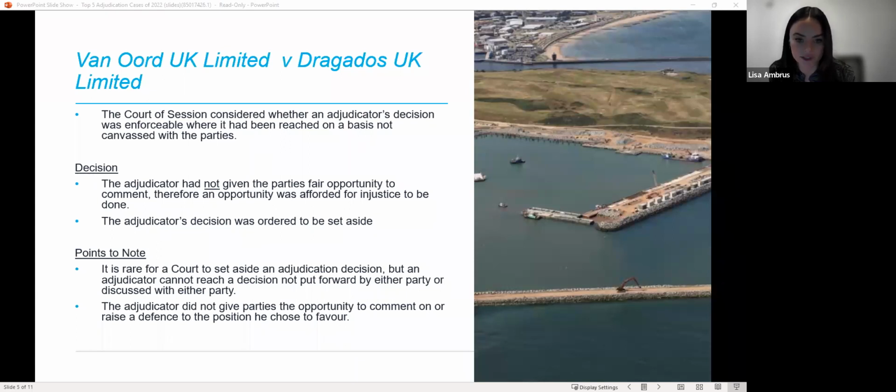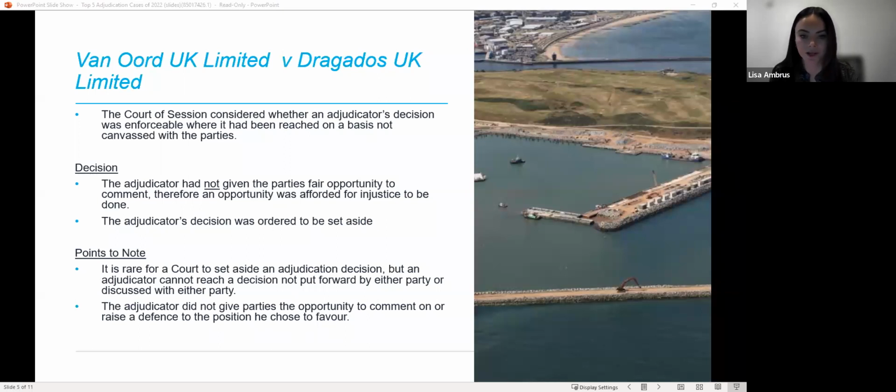The case highlights the importance of an adjudicator allowing both parties the opportunity to comment on points considered significant by the adjudicator, which parties were not aware of or did not argue. This is to ensure that parties have a fair hearing in the adjudication. We often see adjudicators providing a list of relevant issues and inviting any final comments ahead of their decision, just to avoid this sort of issue.